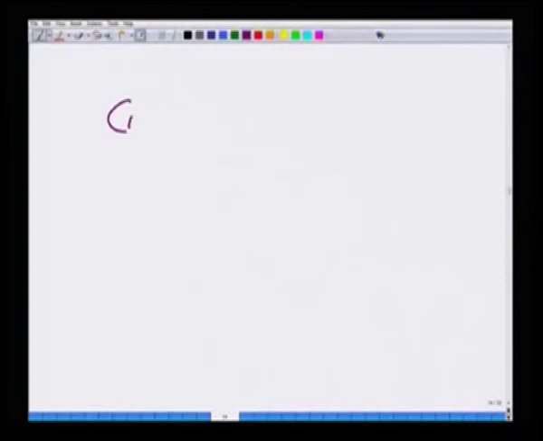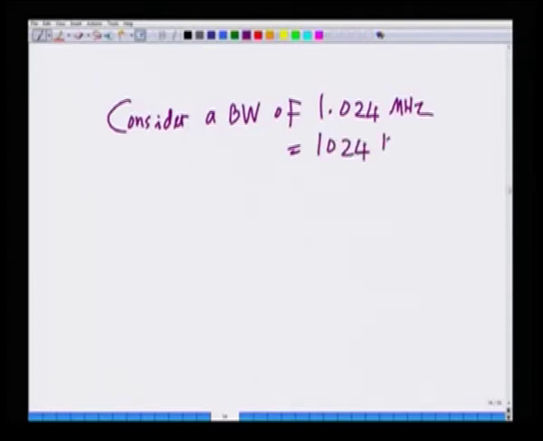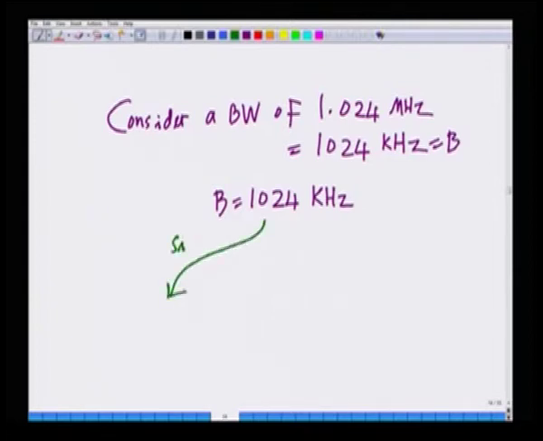Let us consider a bandwidth of 1.024 megahertz, which is essentially equal to 1024 kilohertz. This is the bandwidth, equal to b. If I use a single carrier system, I use the complete bandwidth of 1024 kilohertz or 1.024 megahertz, which is much greater than the coherence bandwidth.